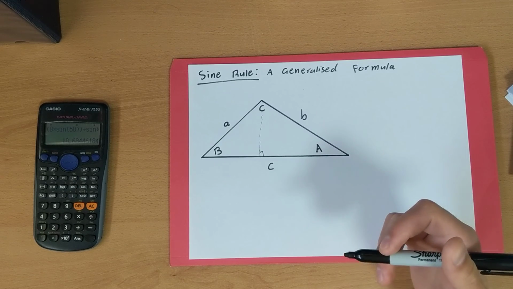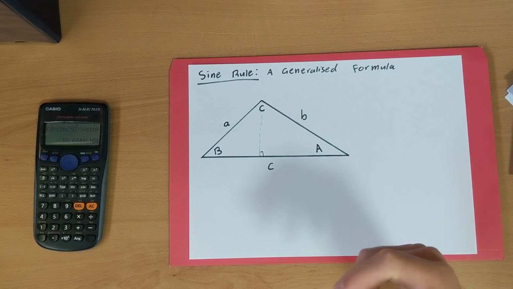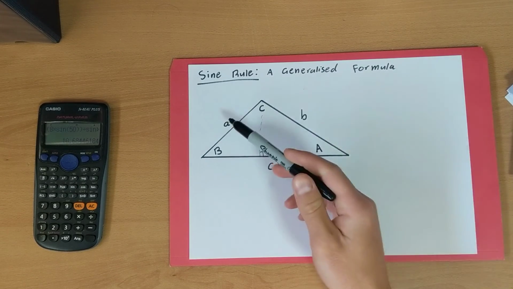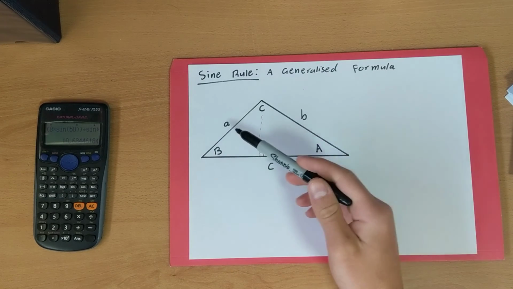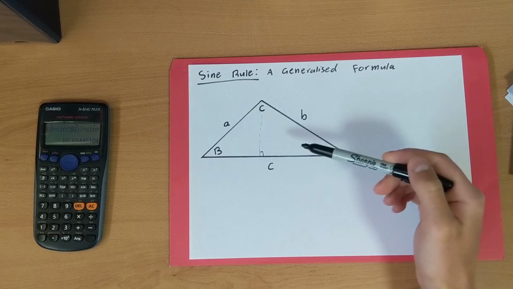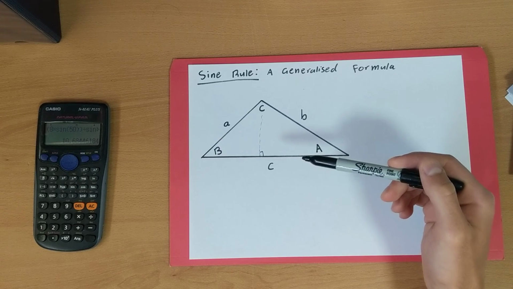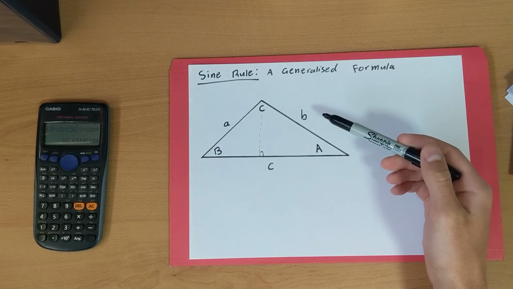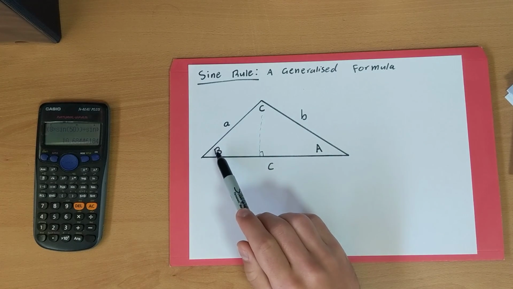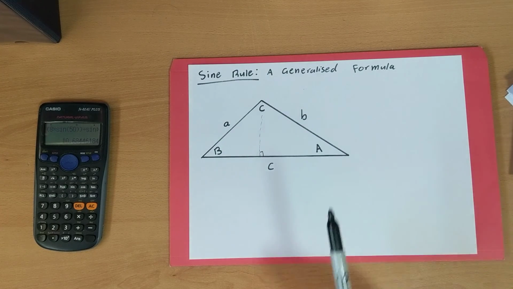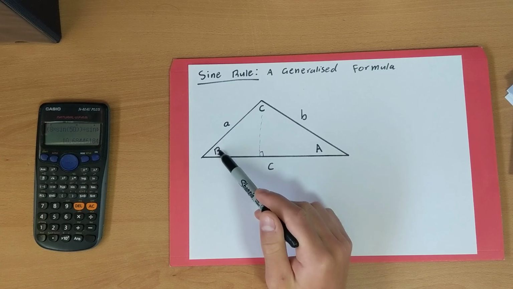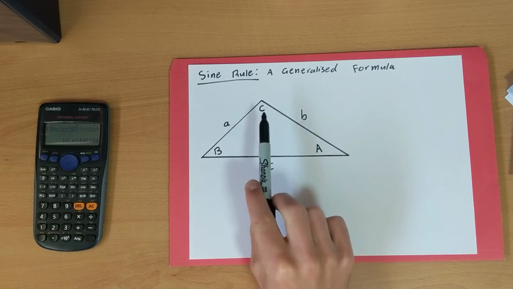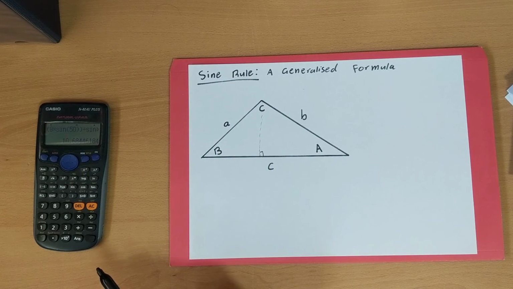So let's just remind ourselves the way that we label triangles is we use lowercase a, b, and c to label each side length, and then each angle is the uppercase of the side length that is opposite it. So the angle here, that's opposite the side length lowercase b, so the angle is labelled with an uppercase B, and same for a and c.